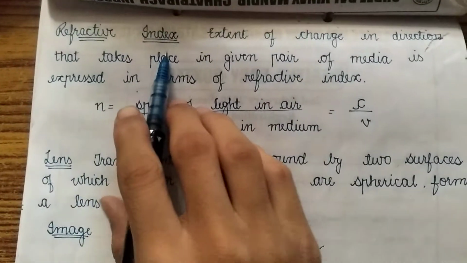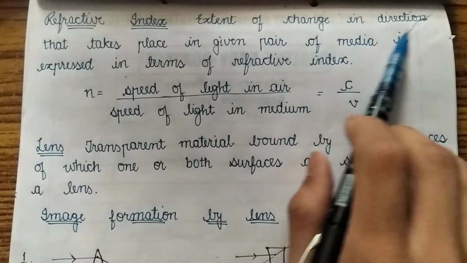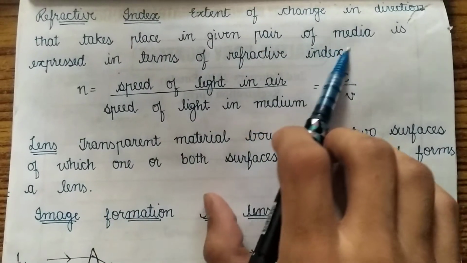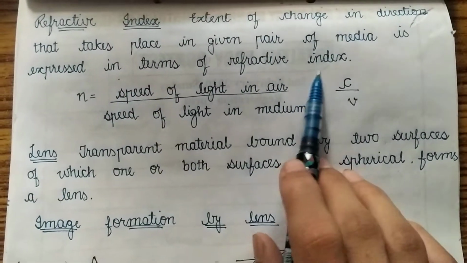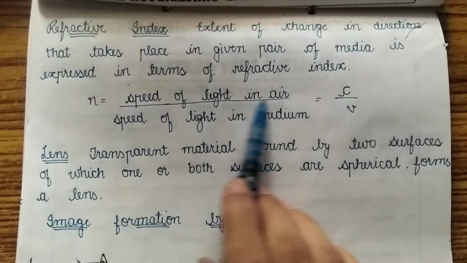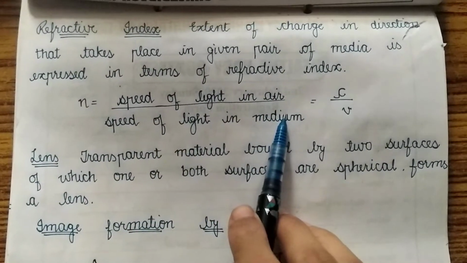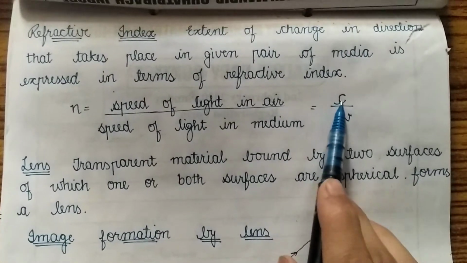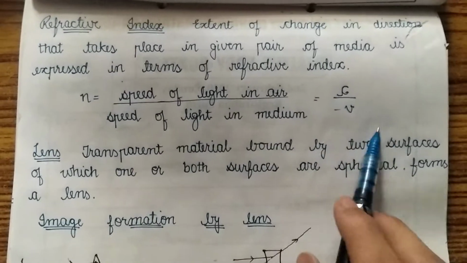Next is refractive index. The extent of the change in direction that takes place in a given pair of media is expressed in terms of refractive index. It is given by the formula n is equal to the speed of light in air upon the speed of light in medium, where the speed in air is denoted by c and in the medium by v.